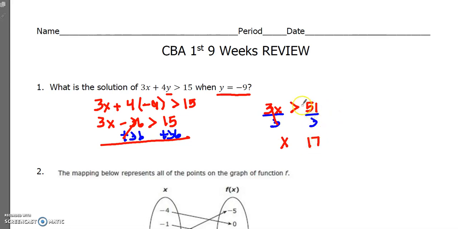And the question is, do I leave my inequality sign or do I flip it? Well, we did not multiply or divide by a negative number, so it is going to stay. So my answer is going to be x is greater than 17. If we needed to graph it on a number line, we would put 17 on the number line, we would have an open circle, and we would be shading to the right.